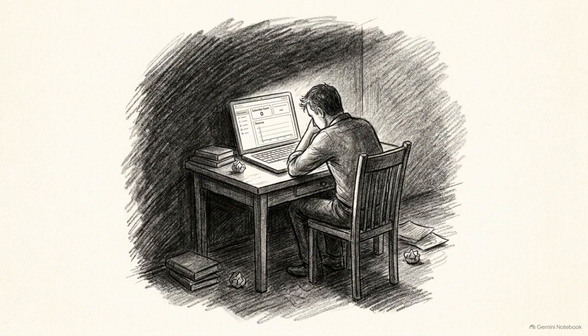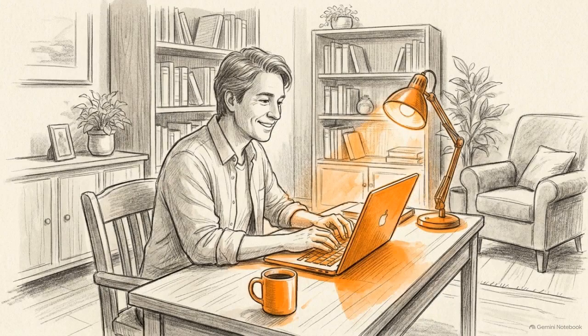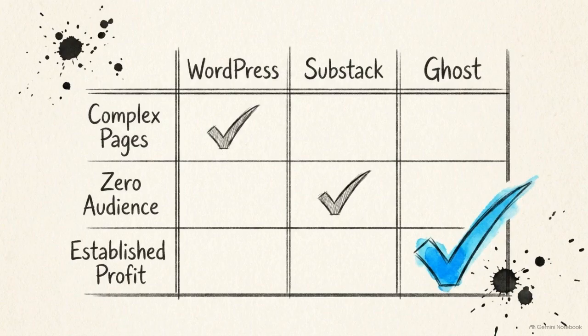Conversely, if you are an early-stage writer with zero audience, staying on a percentage fee platform is the safer bet until your revenue actually breaches that limit. Let's use this decision matrix for your business model. For complex corporate layouts or e-commerce, choose WordPress. For new writers relying on network effects, Substack is ideal.